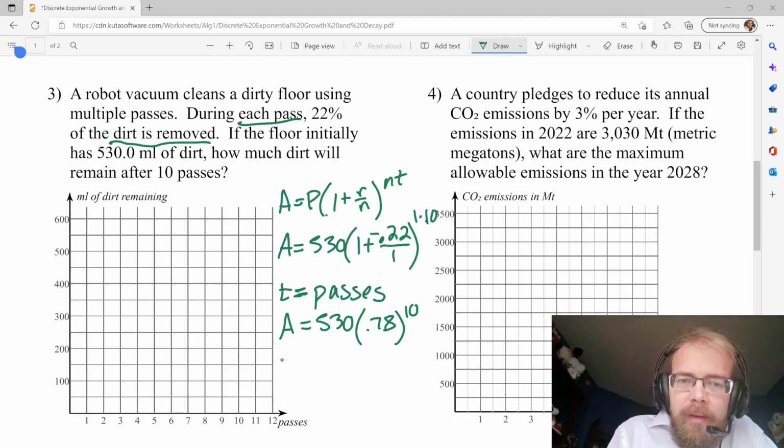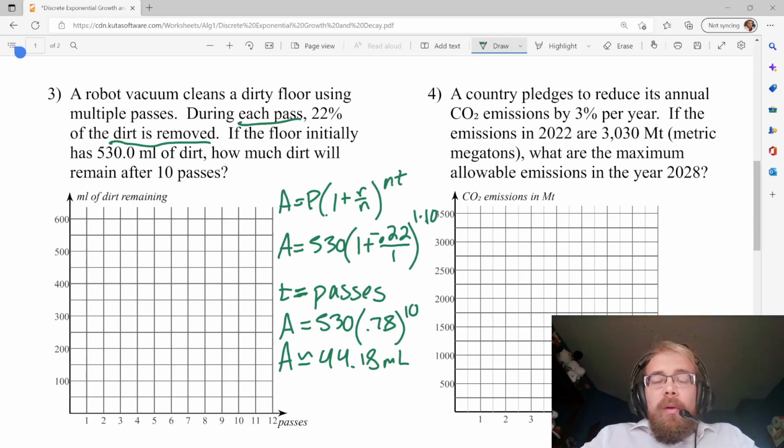44.18. So the answer is 44.18, and that's milliliters. So 44.18 milliliters. I'm doing 2 decimal places because that's pretty standard for math. If you need to do a different amount of decimal places, go for it. But I'm going to do 2. If you need more or less, you do what you've got to do.